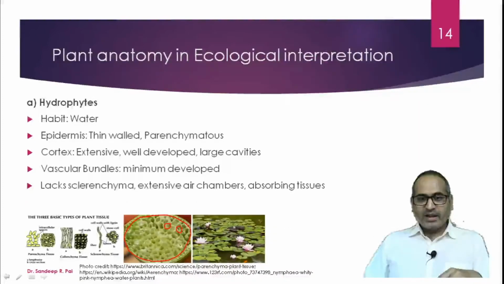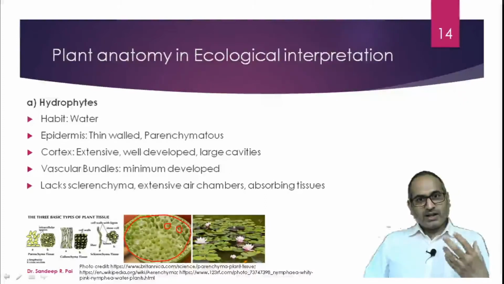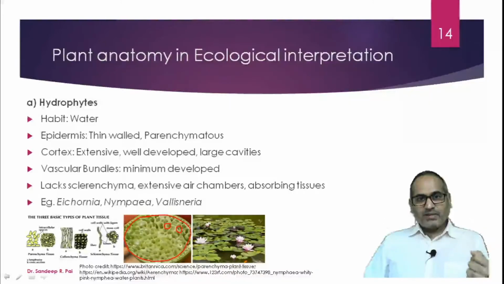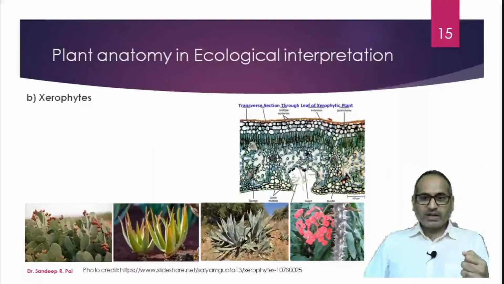And the last part, it lacks sclerenchyma. There are extensive air chambers like we have discussed earlier, and there are absorbing tissues in it, so they can absorb the water or minerals from nearby sources. The best examples for this are Nymphaea, Vallisneria and Eichhornia. We move on to the next part.